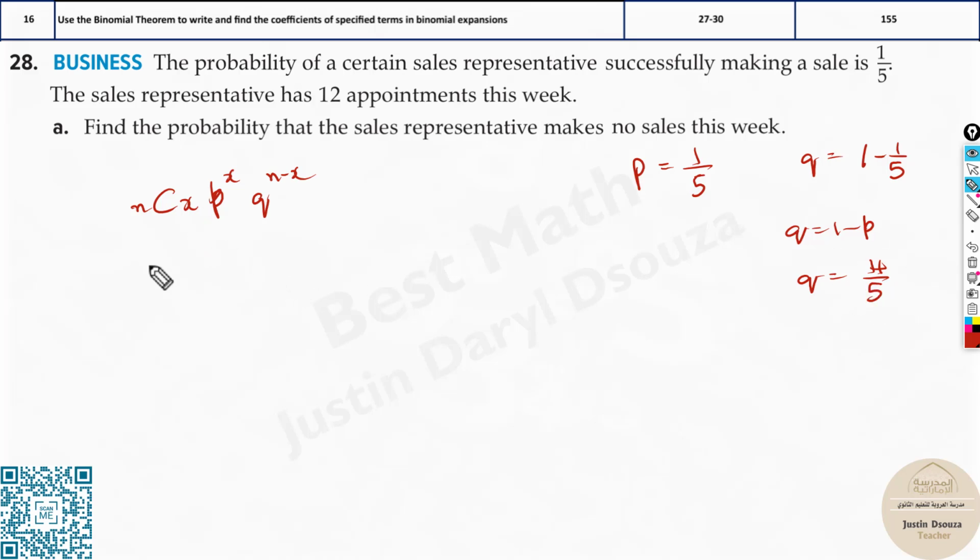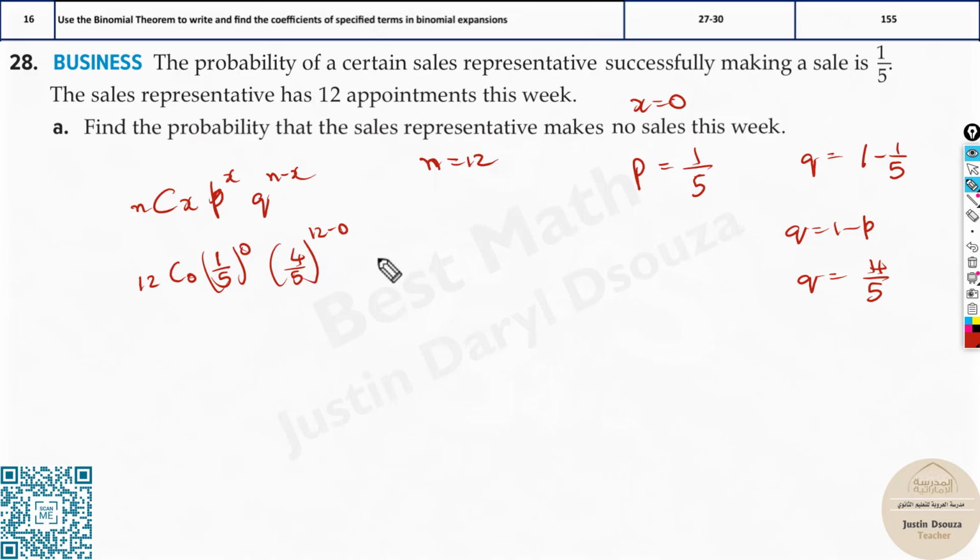Now, we know most of the things, but still it's not all the information we have. The sales representative has how many appointments? It's 12. That's N. N is 12. Find the probability that the sales representative makes no sale this week. How many sales he makes is X. No sales, so X is equal to 0. All I do is substitute all the values now. 12C0, P value is 1/5 to the power 0 and 4/5 to the power N minus X. It's 12 minus 0, it's 12 itself.